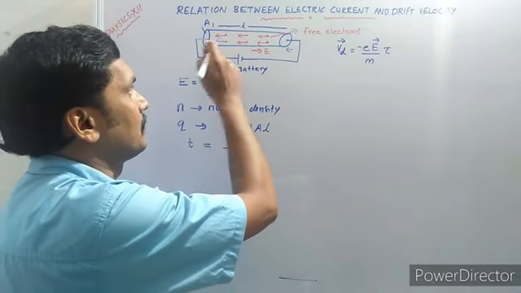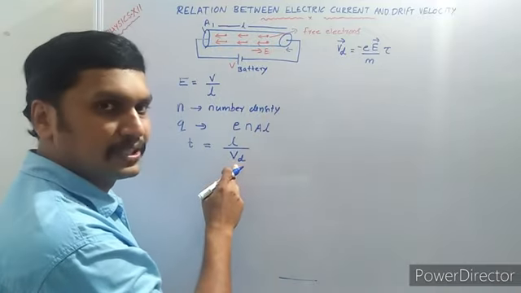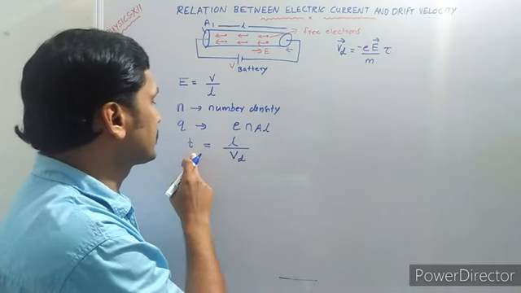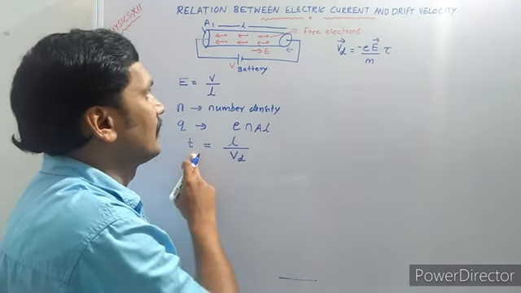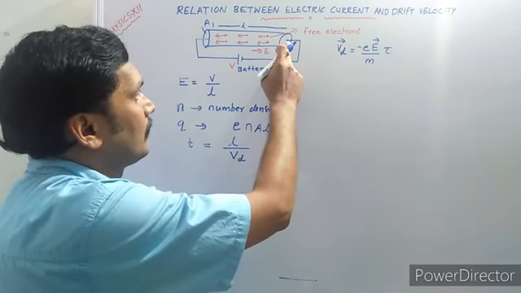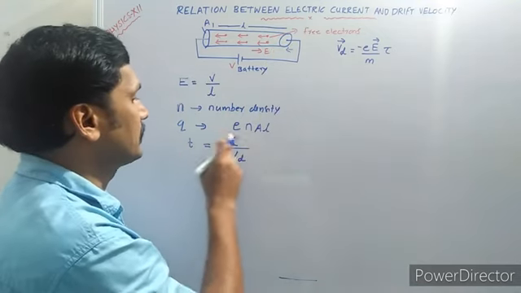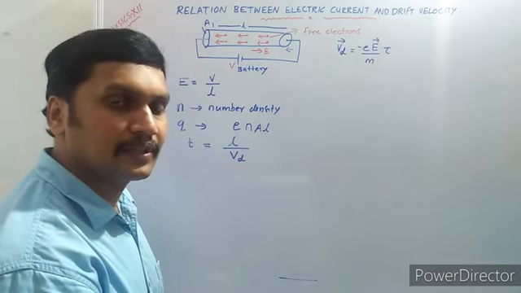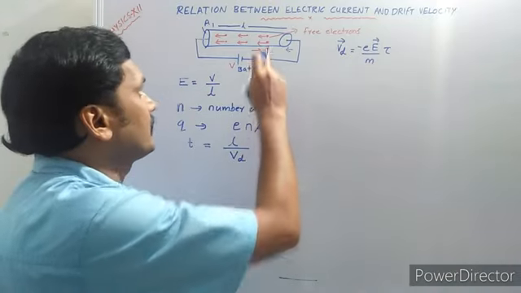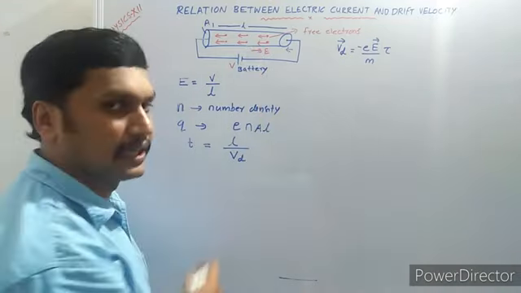The distance traveled is L, and the velocity is the drift velocity. So what is the time taken by the electrons, all the charges, to pass through this conductor? T is equal to L by Vd. Now let us write the expression for the electric current.